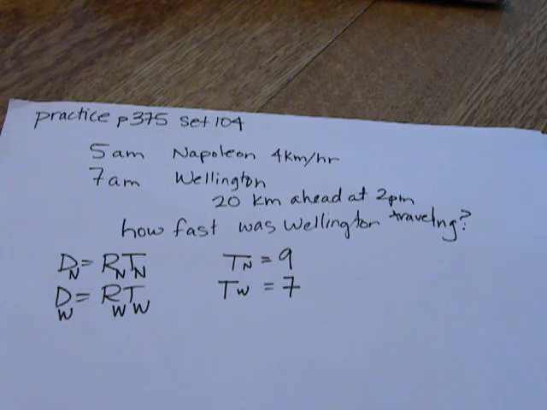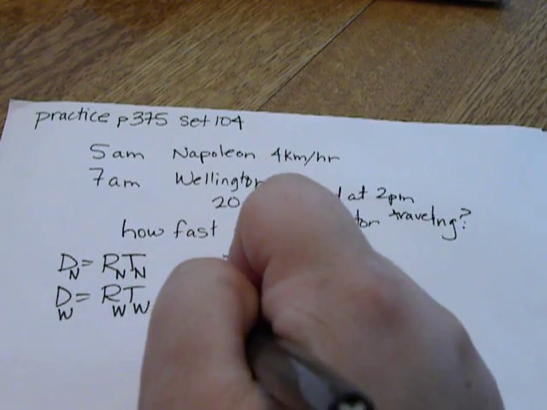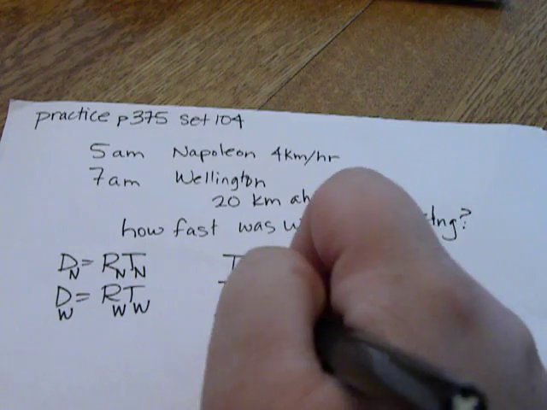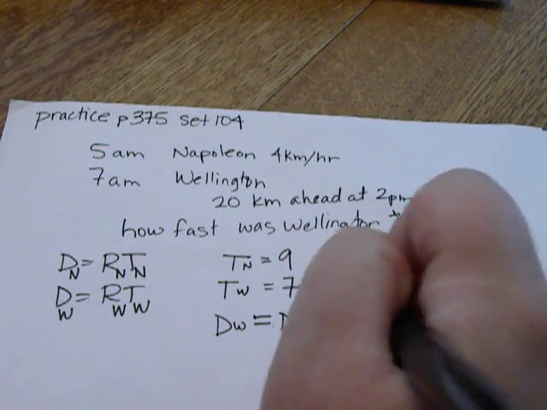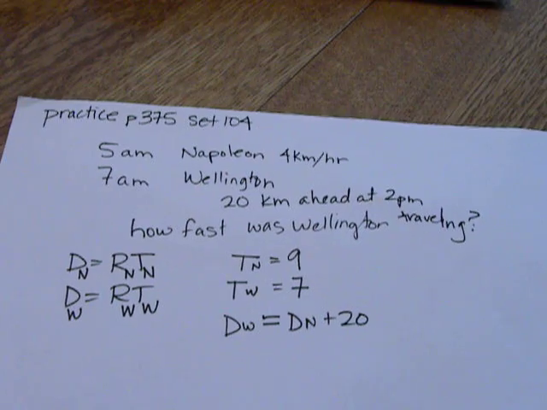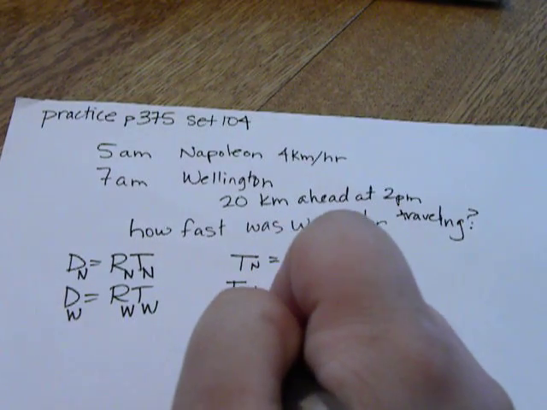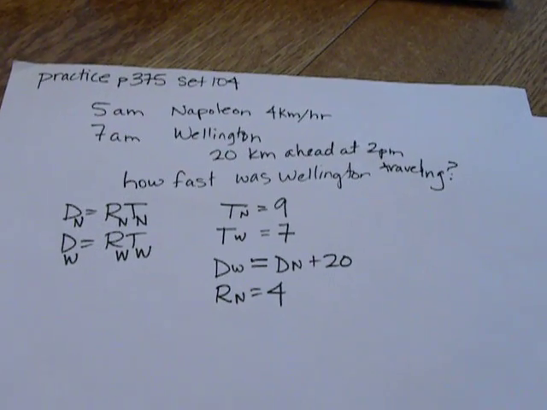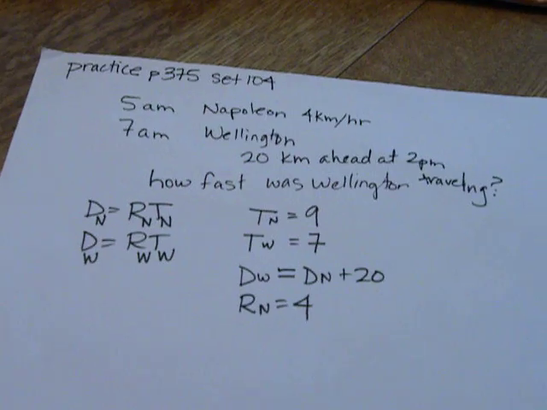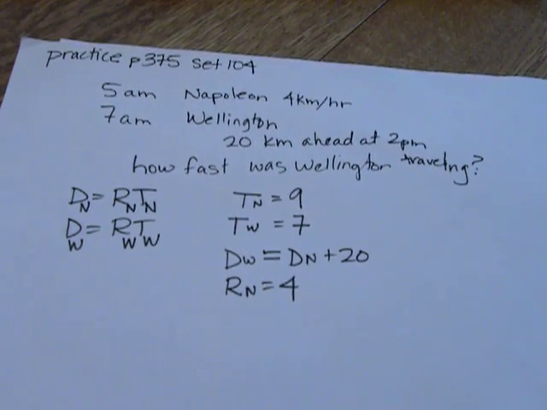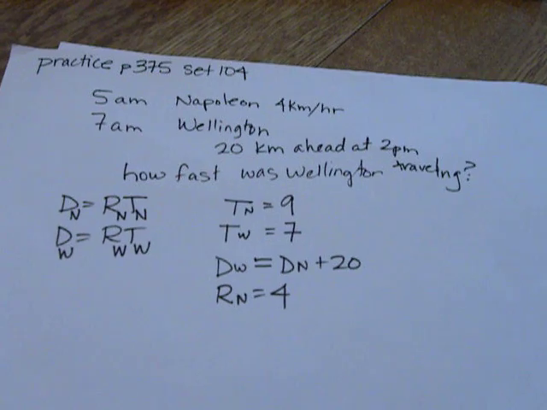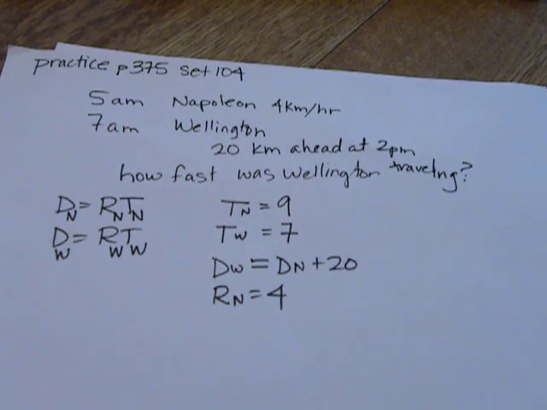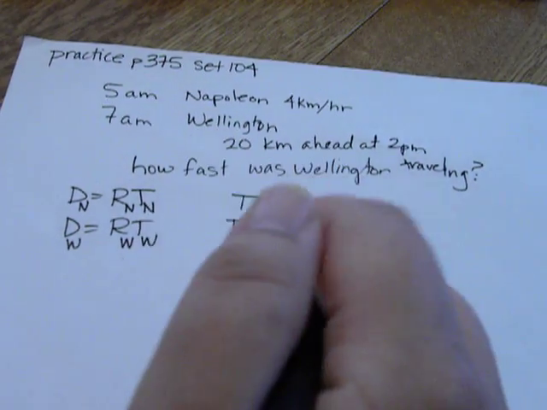We know the distance. We know that Wellington was 20 kilometers ahead of Napoleon, so distance of Wellington equals distance of Napoleon plus 20. And we know that rate of Napoleon was 4 kilometers per hour. So there's the information we need, and we want to figure out what the rate of Wellington was. Let's just plug in and see what we end up with.